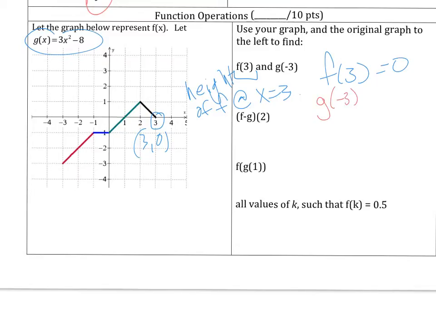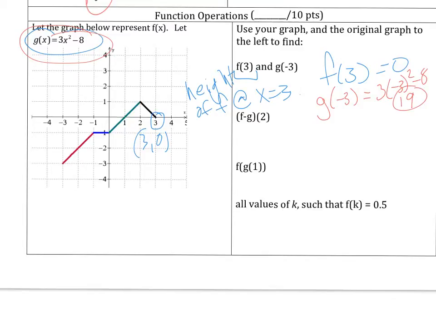G of -3 means I'm going to plug in -3 to my equation g of x. 3 times -3 squared minus 8. -3 squared is 9, times 3 is 27, minus 8 is going to be 19.